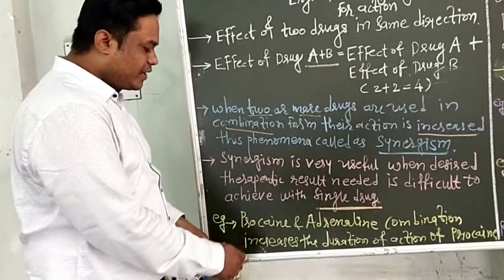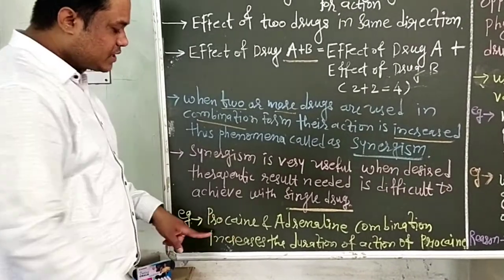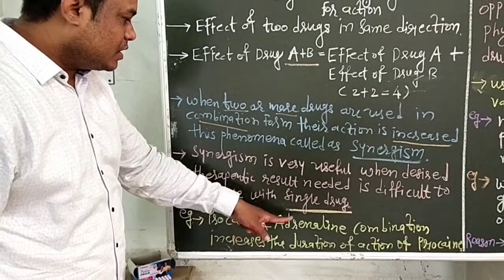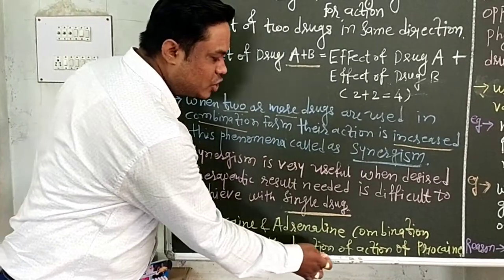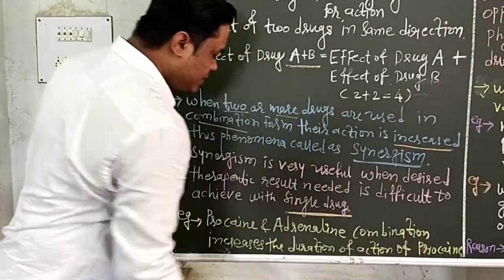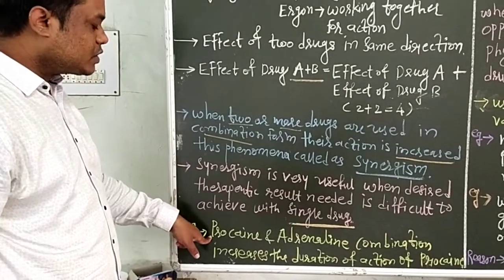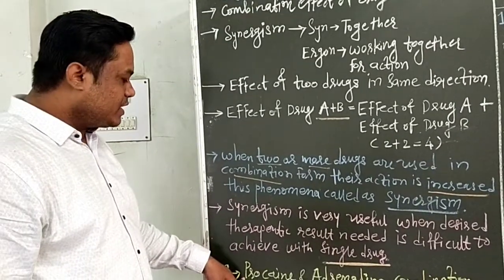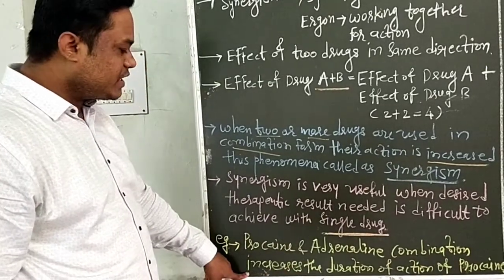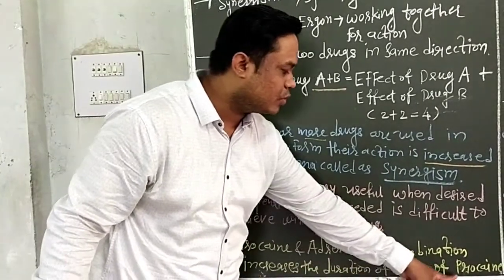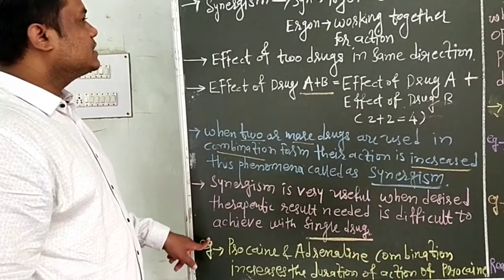For example, procaine, which is a local anesthetic, and adrenaline, when given in combination, increase the duration of action of procaine. Means the local anesthetic activity of procaine increases when it is given with adrenaline in combination. This is the example of synergism.